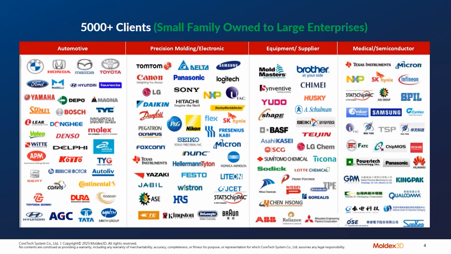So when we talk about Moldex3D, in general, who we are as a company, we have 5,000-plus clients, from small family-owned companies to large enterprises, and it's all over the place. We have clients in the automotive side, electronic, precision molding, micro molding, equipment suppliers, medical, semiconductor, all the different avenues. If they are into molding, we probably help them out, and even the mold makers. So this just gives you an overall presence of our enterprise.